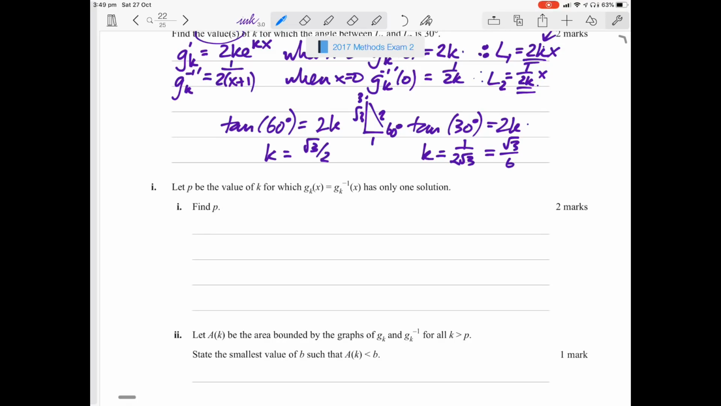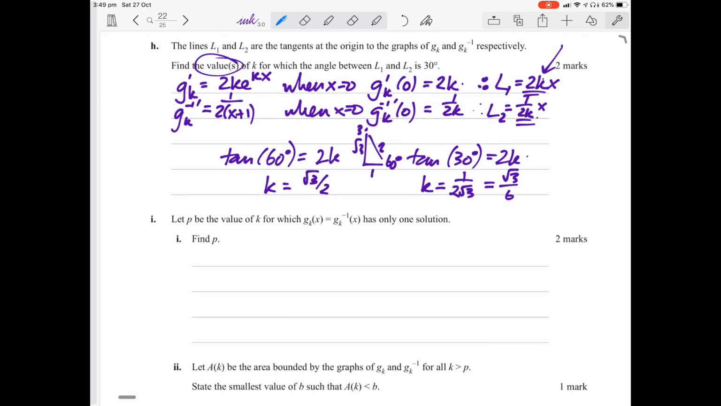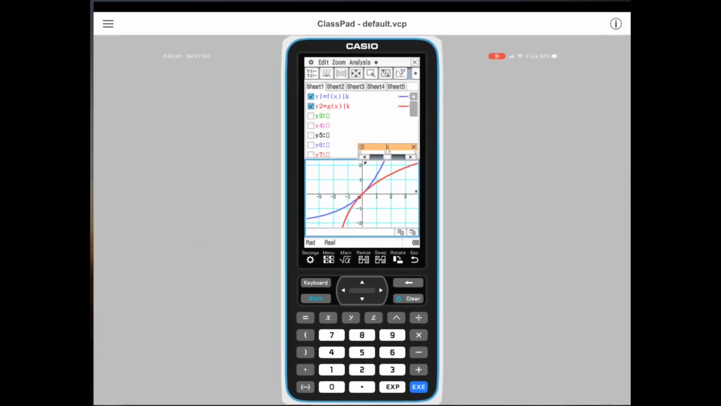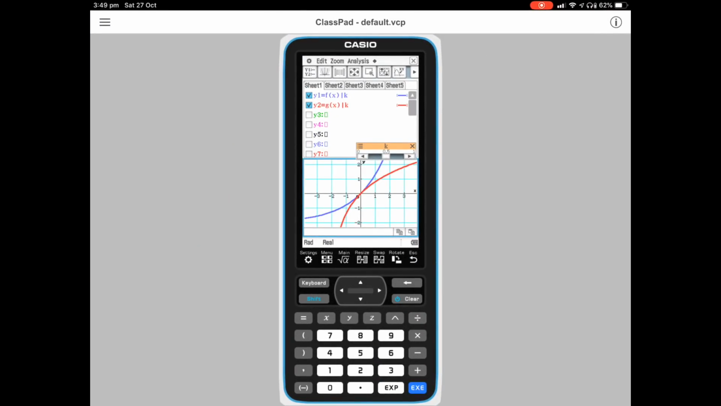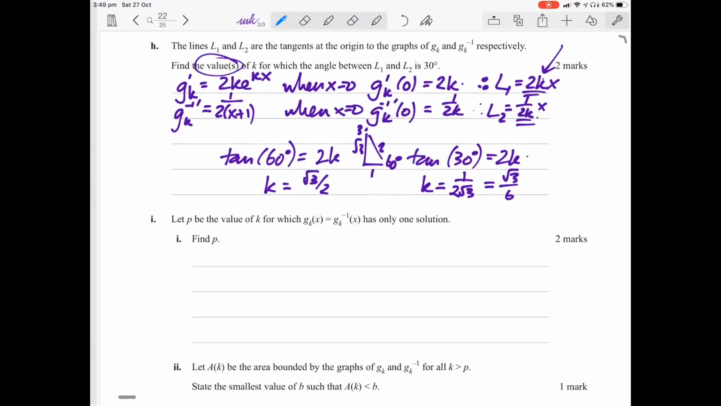So let P be the value for which k, so that would be when the tangents are equal. So the gradients of the tangents would be equal. Because you can see there, with the curve, there's the tangent both at 0. So 2k would have to equal 1 on 2k, because the gradients of the tangents will be equal.